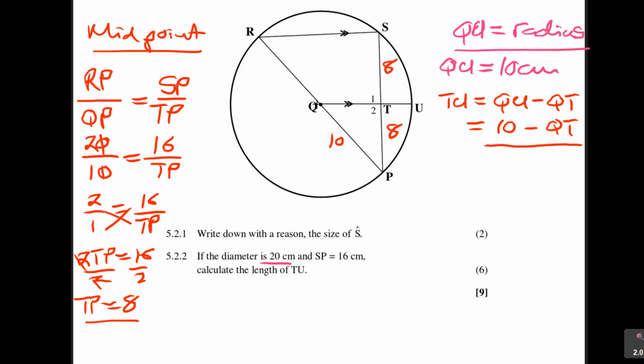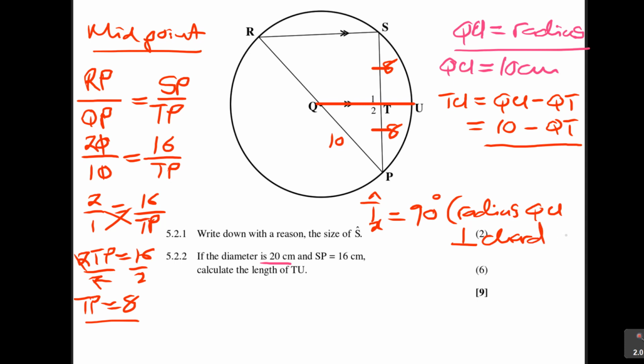This line QT from the center, it bisects this line into two equal parts. Then automatically, when you do that, this means this is 90 degrees. Are you with me? So what you can do, you can then state and say, angle T2 is equal to 90 degrees. And then what are you going to say? You're going to say, radius QU perpendicular to chord PS.